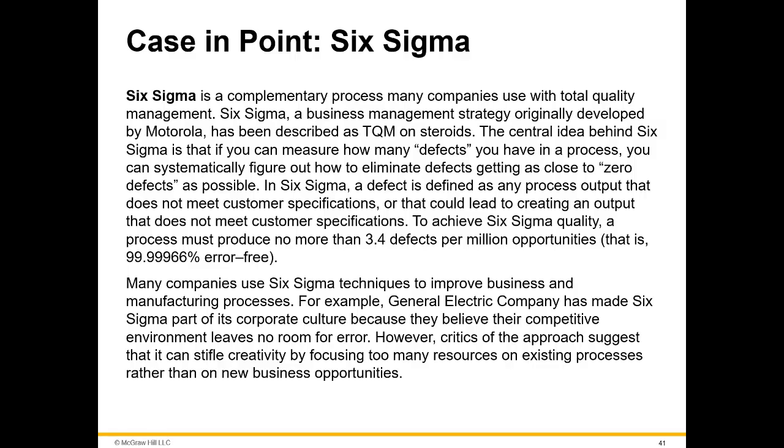So let's talk for a minute about Six Sigma. Sometimes you'll hear about Six Sigma within a manufacturing process, and this works to address quality. The main concept here is looking at how many defects you have in a process, and then you can figure out how to eliminate the defects. There are some techniques used to improve business and manufacturing processes, and that's called Six Sigma. So as you read about that, you'll see how that's used within a manufacturing context typically.